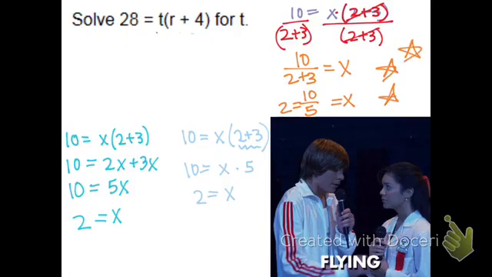So if we look at this, we want to undo multiplying by r plus 4. So we're going to divide by r plus 4. Because anything divided by itself is 1. And we need to divide by r plus 4 on the left side as well. So we're left with t equals 28 divided by r plus 4.